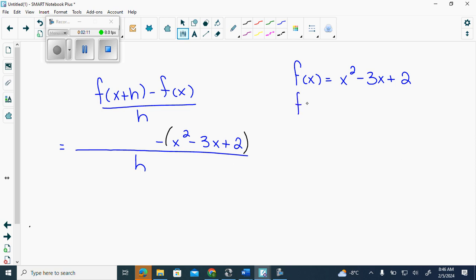So I'm going to do it off to the side, because if I do it into this formula, it's a whole bunch of work inside an ugly fraction. So what I do off to the side, I do f of x plus h off to the side and simplify it first, then put it back in. So I'm going to get, instead of x squared, I'm going to get x plus h squared minus 3 times x plus h plus 2.